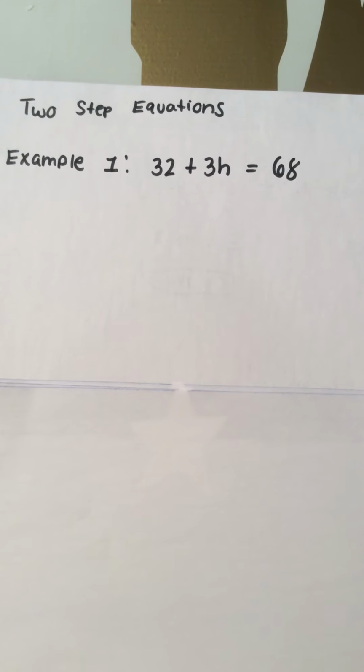Hey guys, so today we're going to do two-step equations. What this means is we're going to have two steps. In the previous video we had one-step equations, so this time instead of one step we'll have two steps. Example 1 is 32 plus 3h equals 68.